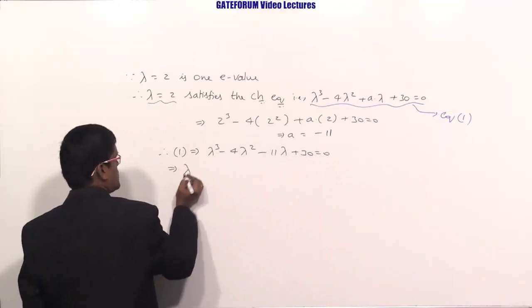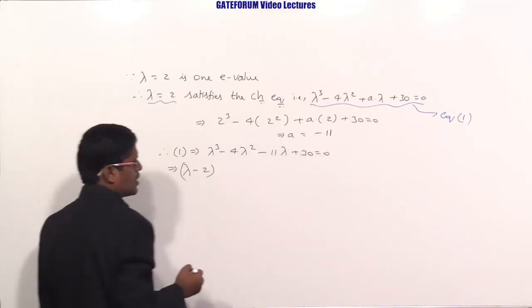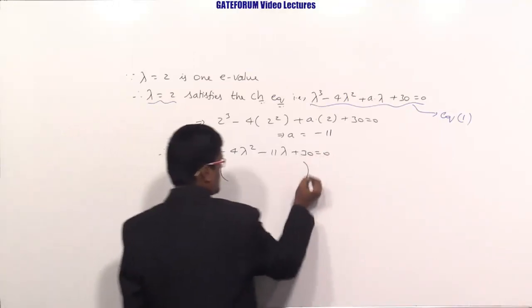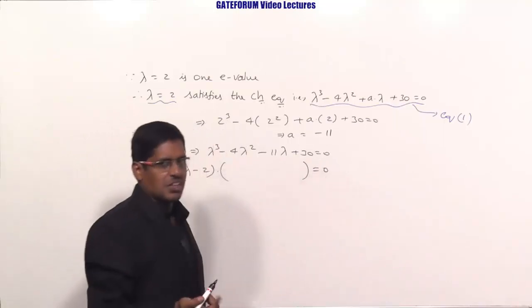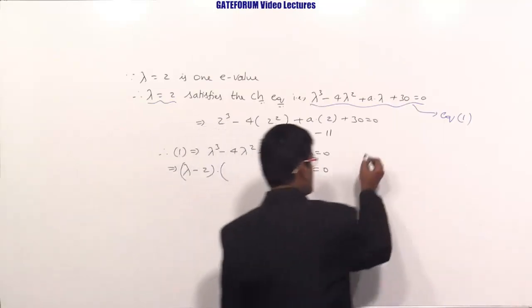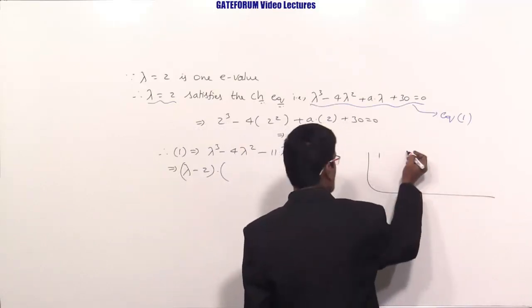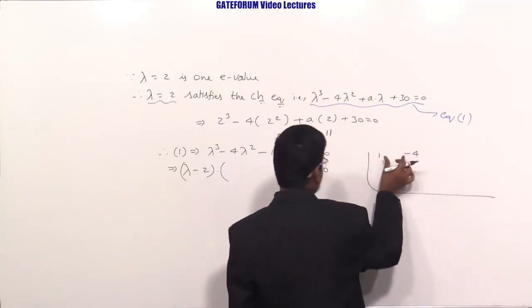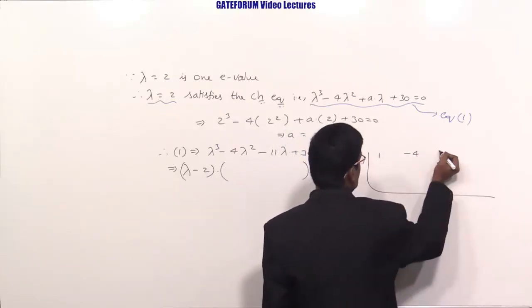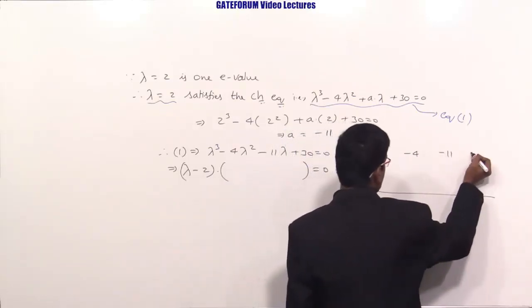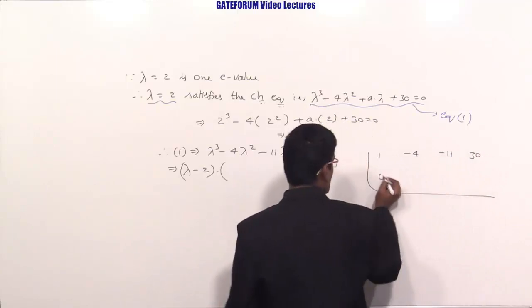Therefore equation 1 implies lambda cube minus 4 lambda square minus 11 lambda plus 30 is equal to 0. So one of the factors is lambda minus 2, because lambda is equal to 2 is one of the roots. Other factors are obtained by Horner's method, synthetic division, our 6th, 7th, 8th class method. The division method is like this. So lambda cube coefficient 1, lambda square coefficient minus 4, maintain some gap between every two coefficients. Lambda coefficient is minus 11, constant term coefficient is 30. Here it is always 0.